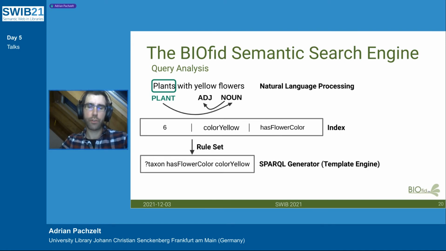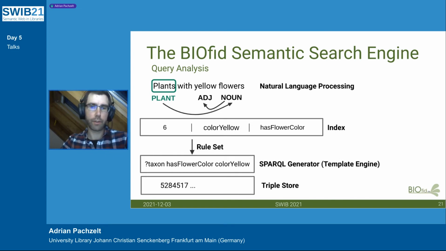And then it goes through a very complex if-else rule set that will forge some database and data objects that are just transferred to a template engine. This template engine takes all the data and puts it in the right place, generating a SPARQL query that says the taxon that we are searching for has a flower color, and this is specified as being color yellow. And the triple store takes the SPARQL query and returns, among others, the ID of Taxus baccata.